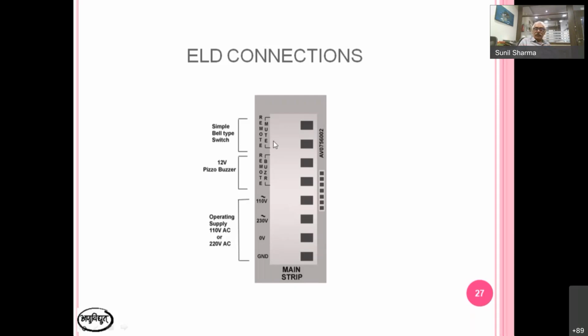These two connections are actually for remote buzzer and remote mute. IDSO recommended putting your ELD in the relay room and taking these two connections outside, and nobody wants this because it is not practical. They are no more in use. This ELD is already installed in the equipment room, so it is very handy to see it. So there is no use of this.